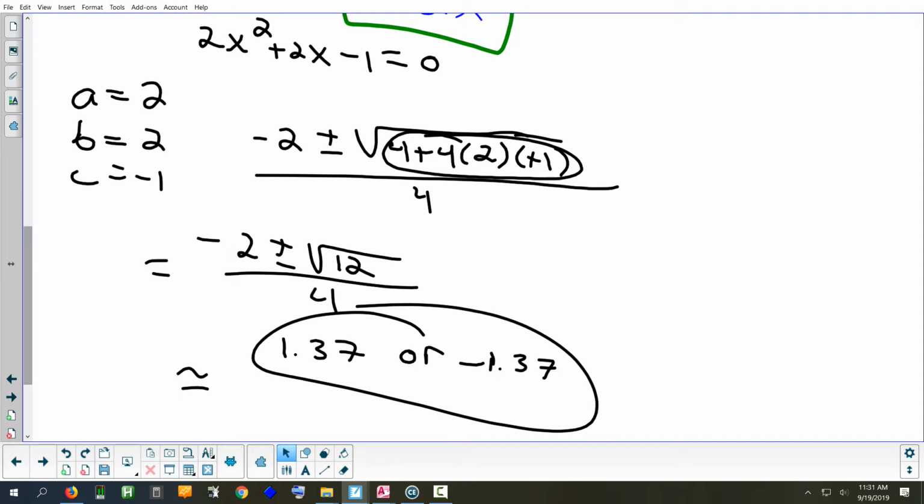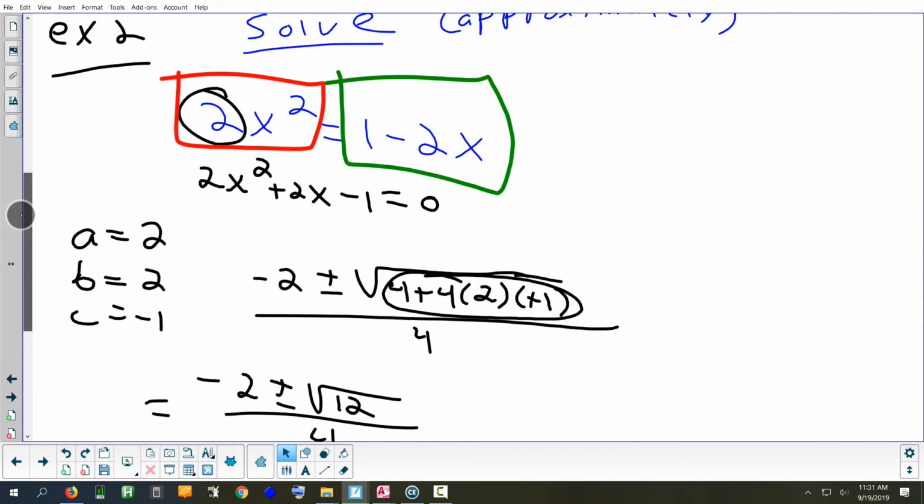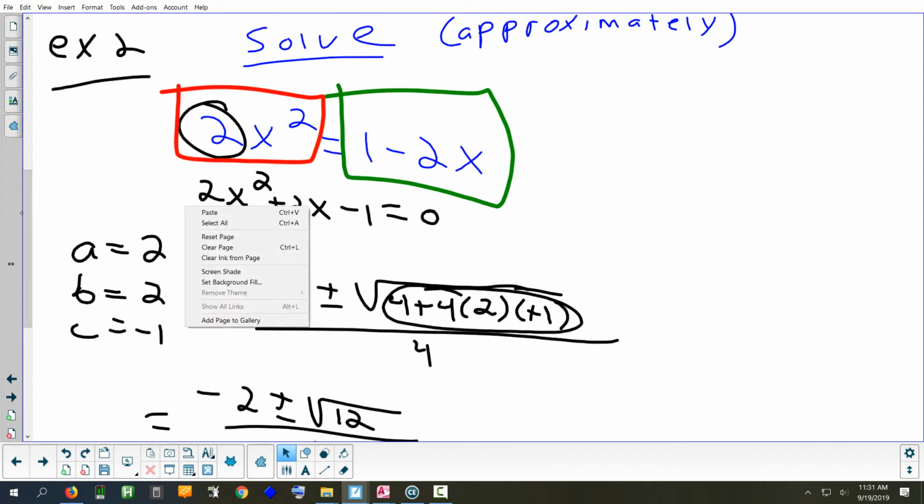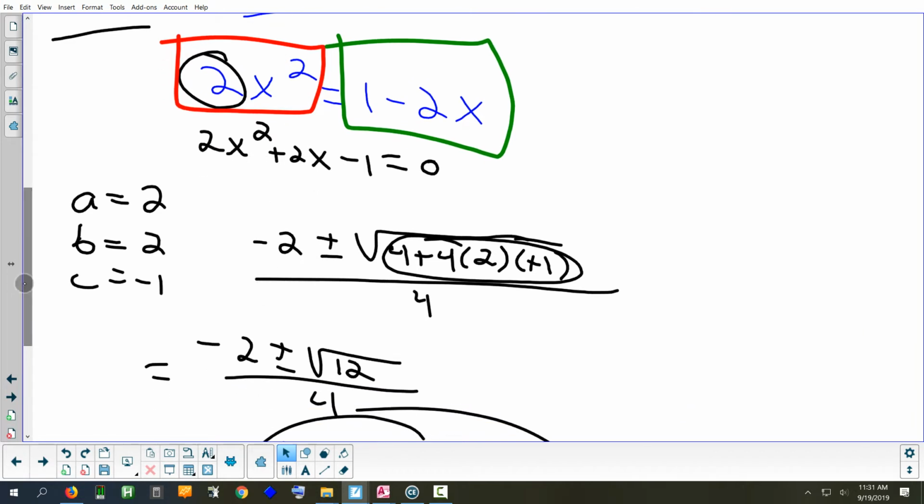Let me just double check our numbers. A is 2, yep. B is 2, C is negative 1. So negative b plus or minus square root of b squared, and that was a minus, but we've changed it. So 4 times A times C, all over 2A. Yeah, so everything there looks correct.